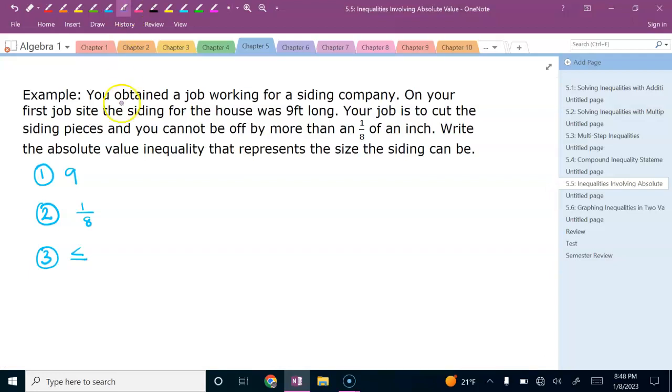So to use all this information to go into step 4, which is to write the equation, we do absolute value of x minus our middle, which is 9, has to be less than or equal to 1/8.